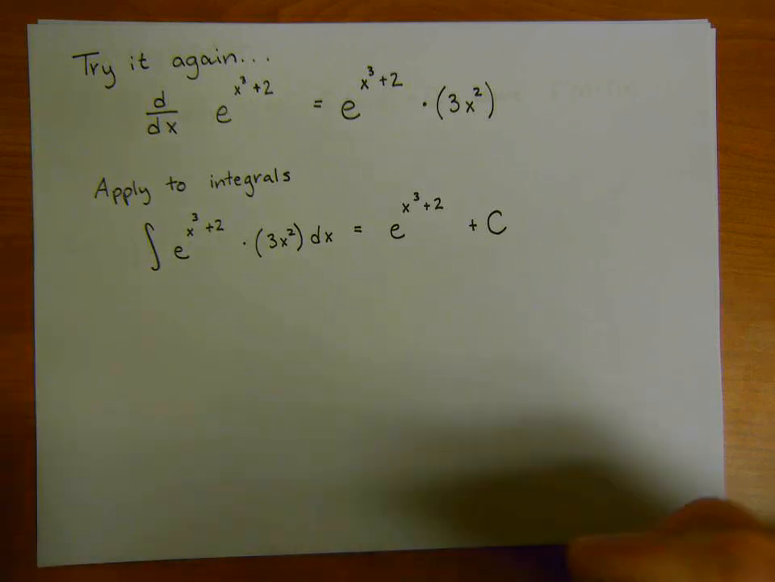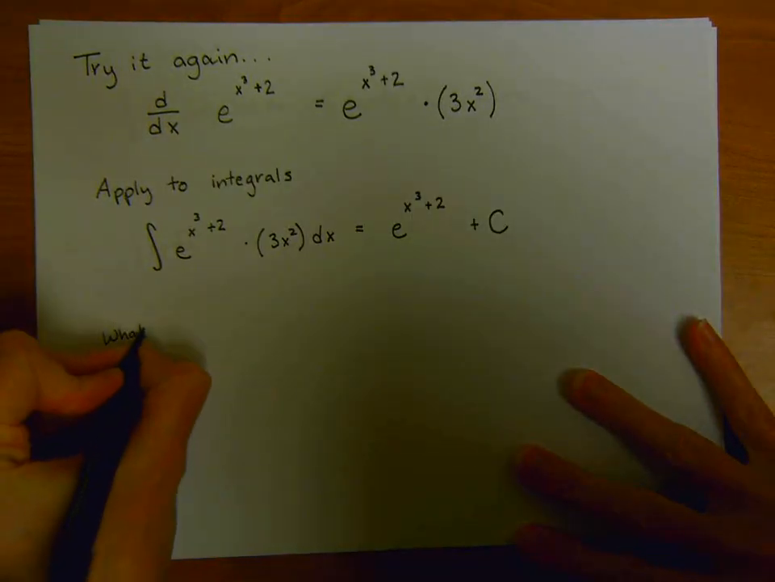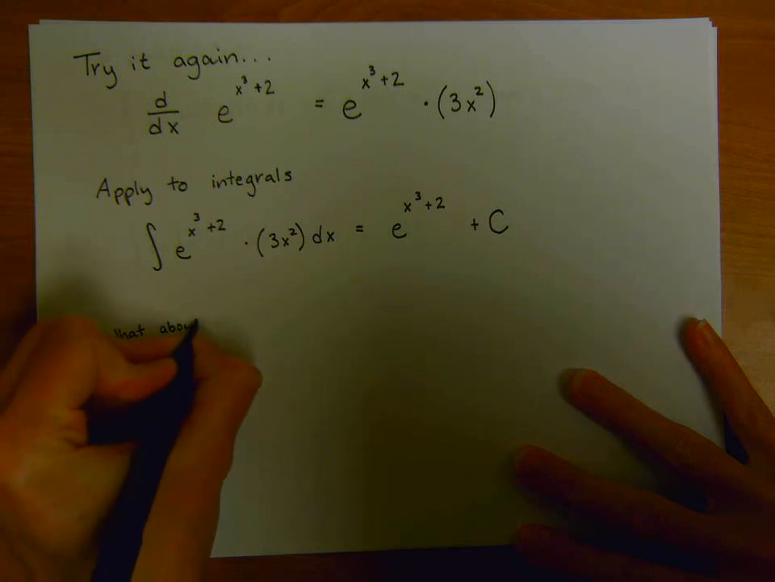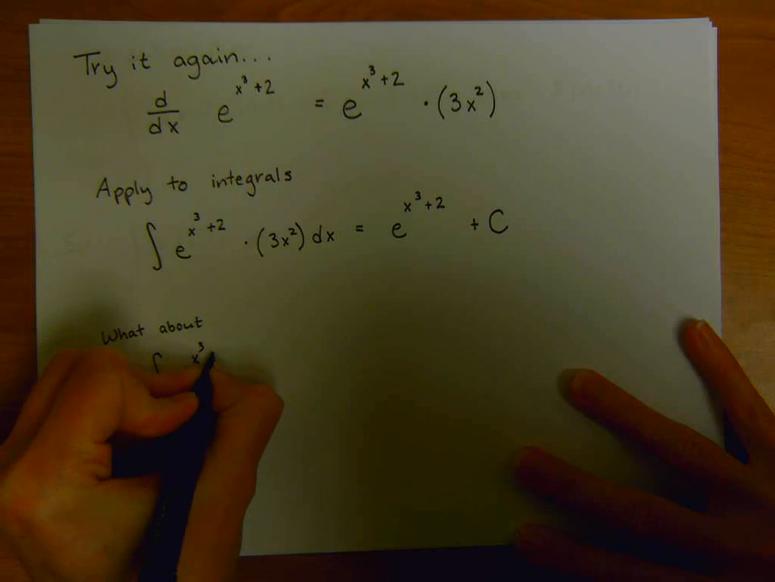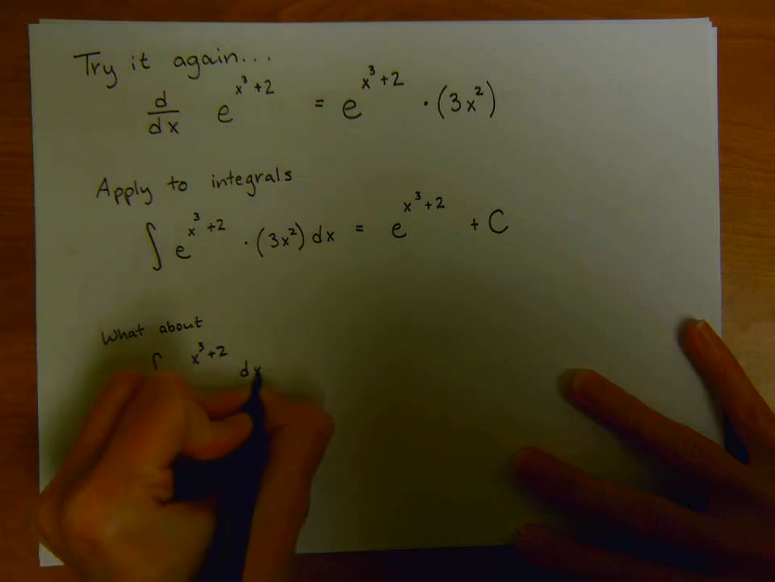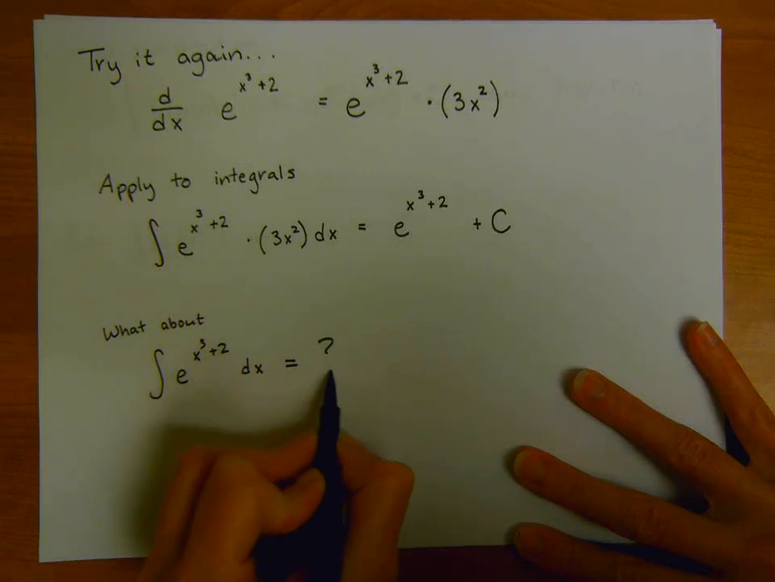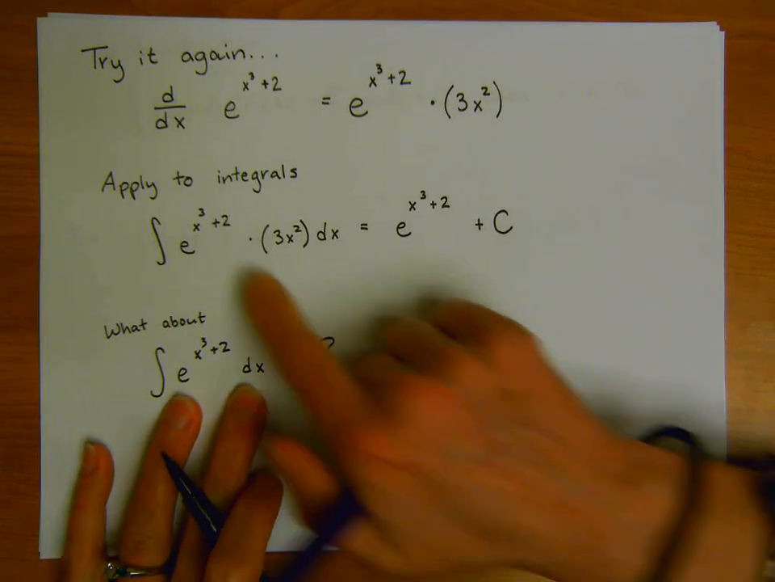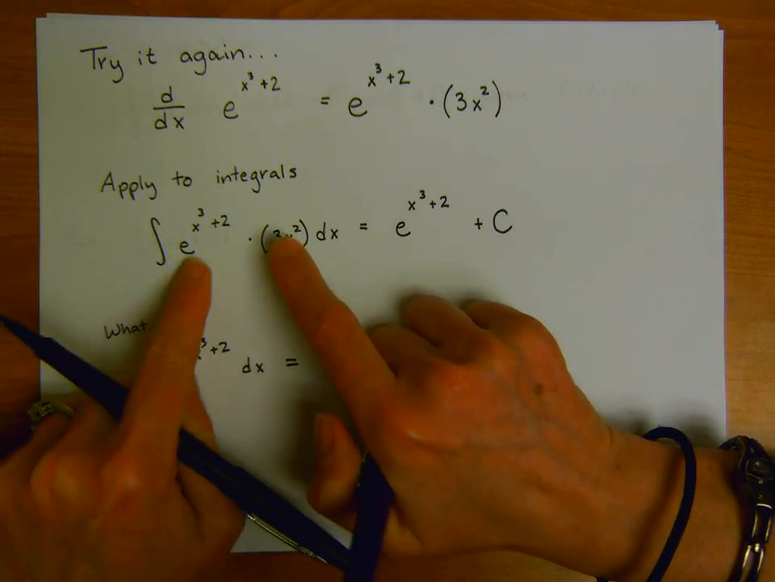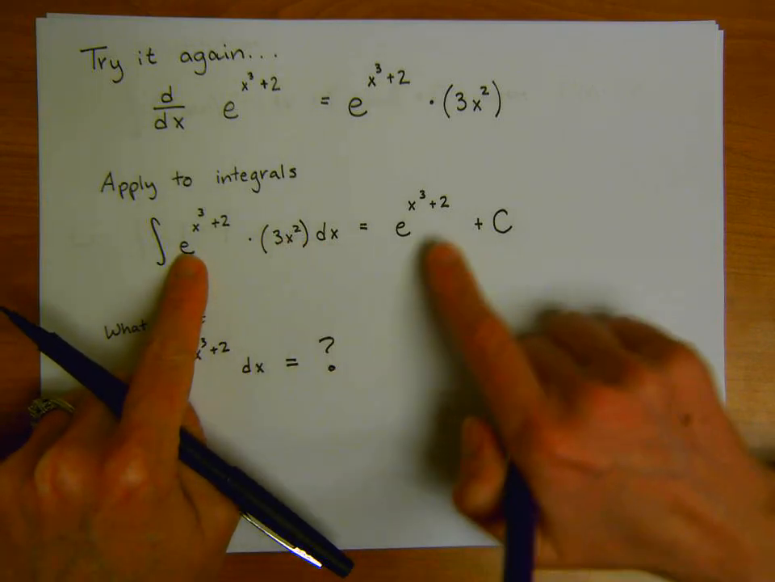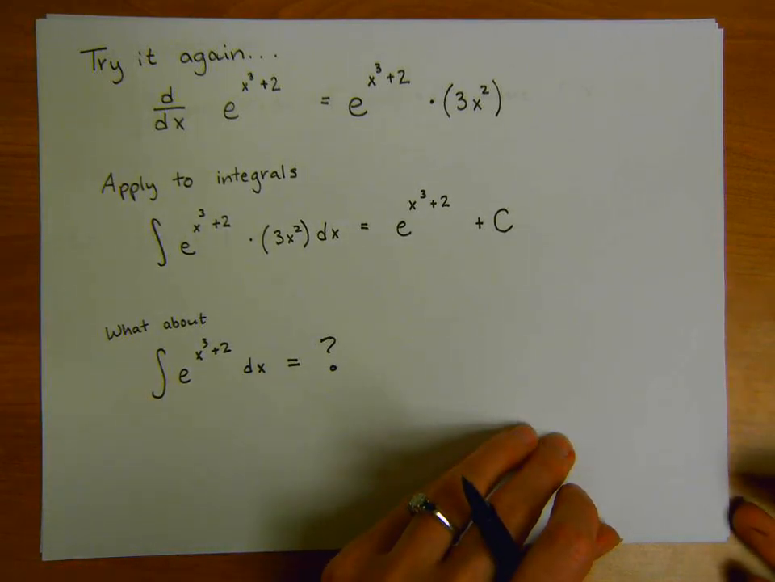If I were, say, on my own, just asked, well, what about the integral of e to the x cubed plus 2 dx? Our answer to that question right now, and actually for a long time, is going to be question mark. We can find this indefinite integral if we have both of these pieces, because chain rule applies in this case.